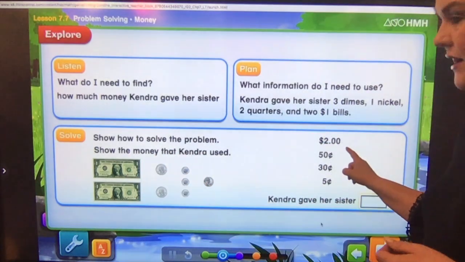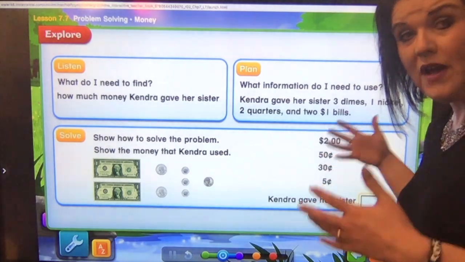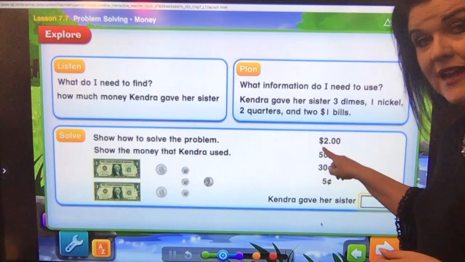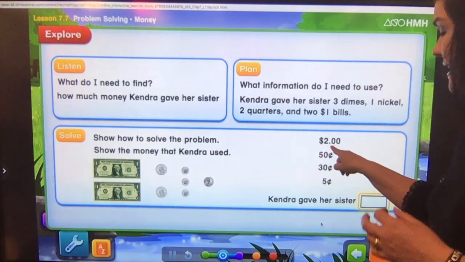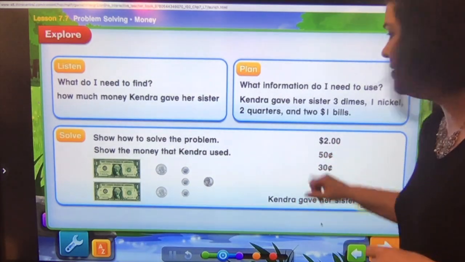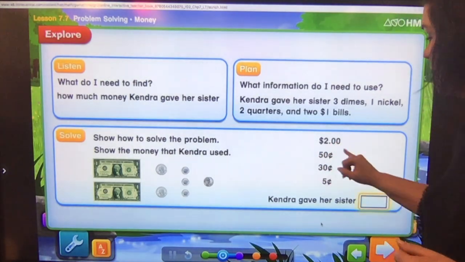Now over here, we're going to just go ahead and add up what we see. So $2, remember we have the dollar sign with the 2 because there's $2. And then the decimal is like "and," okay? So whenever you say "and," you're going to put your decimal point there. 0, 0. So there's your $2.